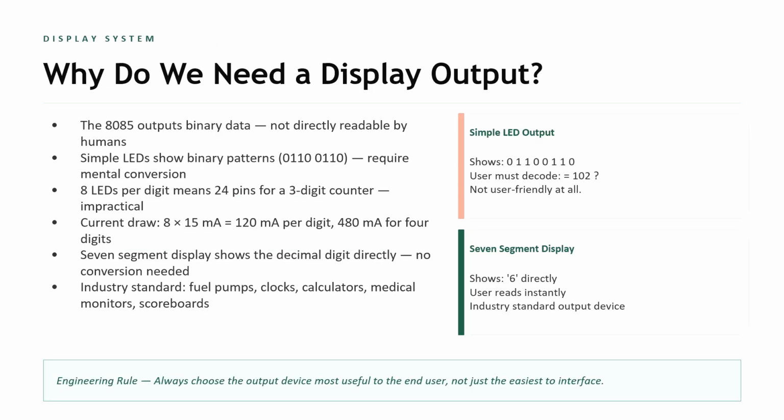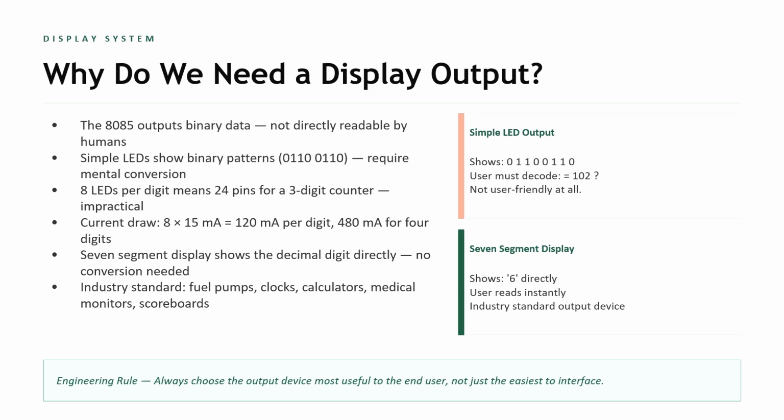Now let's talk about the output side. Why do we use a 7-segment display and not something simpler like plain LEDs? The 8085 outputs binary data. If we connect 8 plain LEDs to an output port, we see a pattern like 0110, and the user has to mentally decode that to figure out what number it represents. That is not practical. More practically, 8 LEDs per digit means 24 input-output pins for a 3-digit counter, which far exceeds what a single 8-bit port can provide.